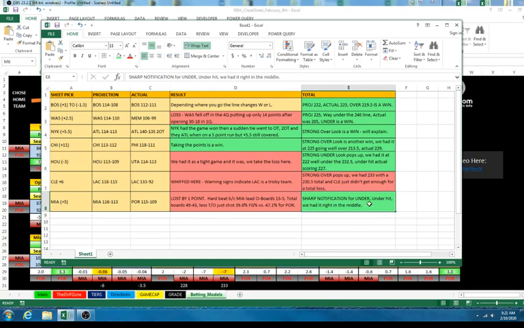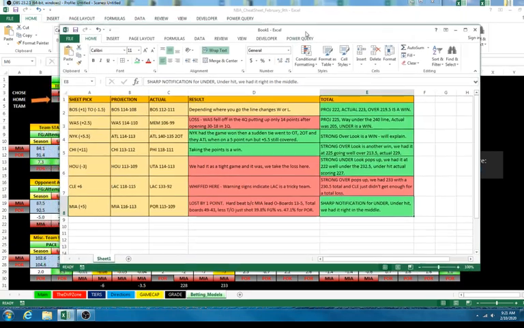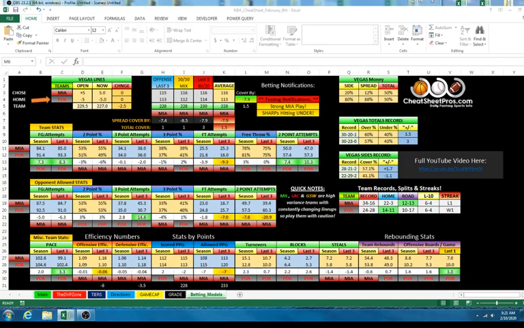Sharp notification for the under hit. We had it right in the middle, so I'm going to say we could go either way on this one. I probably would have faded it, but I'll tell you that sharp money hits 60% of the time. But anyways, I wanted to go ahead and break this down and show you the video.